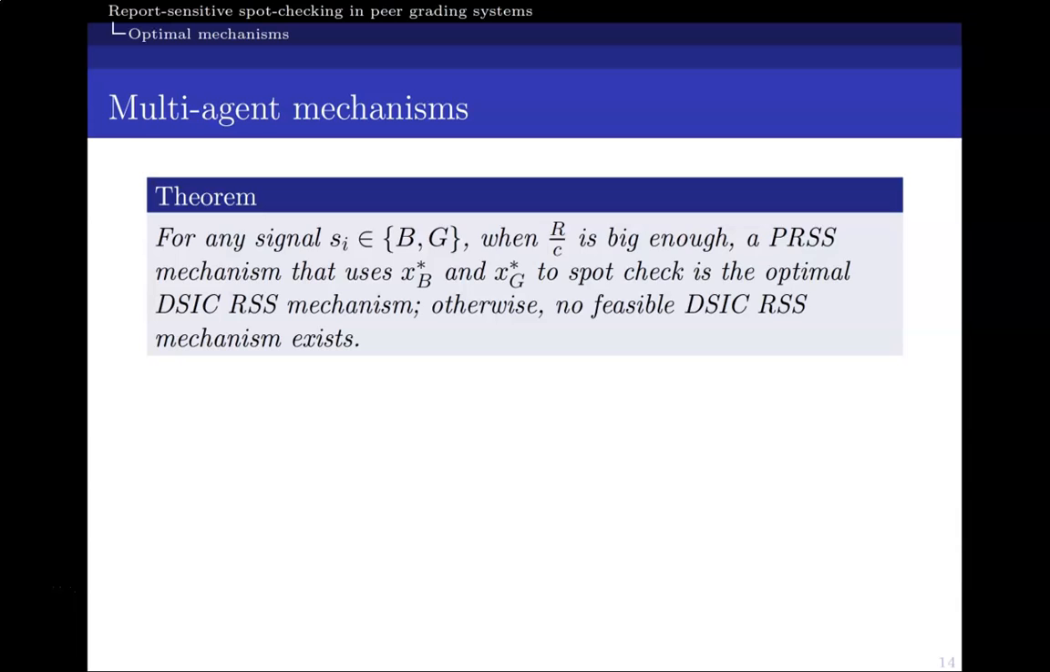But we proved a theorem that says when the ratio of reward over cost is big enough, a PRSS mechanism that uses X star B and X star G to spot check is in fact the optimal DSIC RSS mechanism. And if this ratio of R over C is not big enough, there basically does not exist any DSIC RSS mechanism.